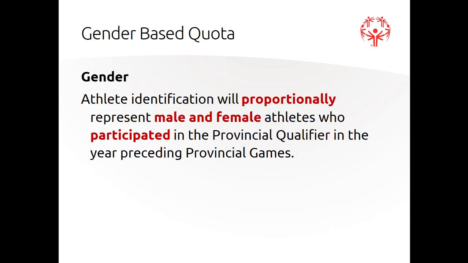Now that we know how many athletes we can advance from each conference, we have to look at the gender breakdown at the competition. Remember, according to our policy 7000-304 Athlete Identification Criteria, athlete identification will proportionally represent male and female athletes who participated in the provincial qualifier in the year preceding provincial games.